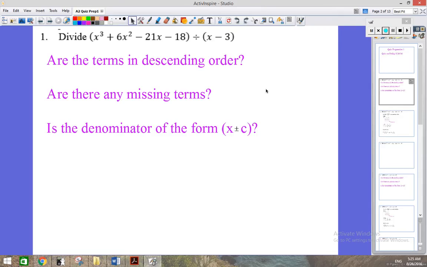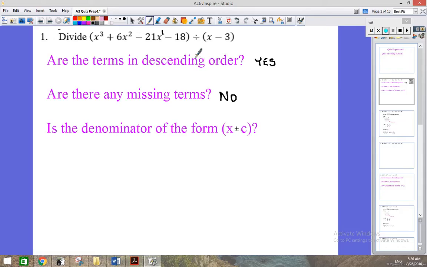In problem number 1, it asks us to do a division. There are different questions that you need to ask yourself at the beginning of each problem to see if it's set up and ready to go. Are these terms in descending order? When we look at the exponents, 3, 2, 1, and then a constant, yes, they're in descending order. Are there any missing terms? Well, we have a cubed term, a squared term, a first term, a constant term. If any of those were missing, if we didn't have an x squared term, we would have to put in a 0 as a placeholder. But we don't have any missing terms for this problem.